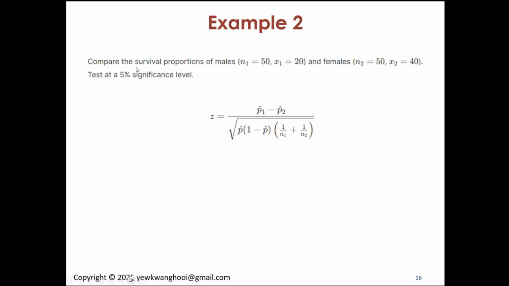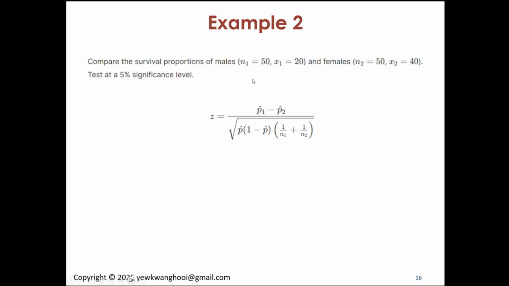Let's understand the question first. Compare the survival proportions. The keyword is compare. Compare what? Comparing mean? No, compare proportions. Compare proportions of males and female. So there are two proportions. There are two groups here.